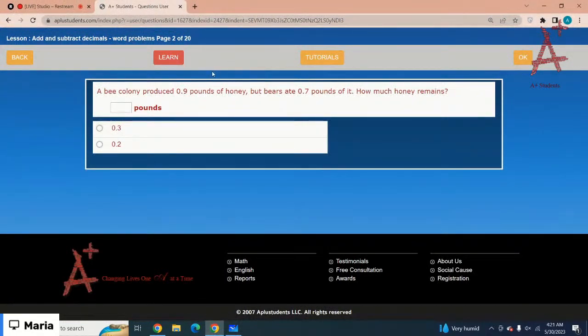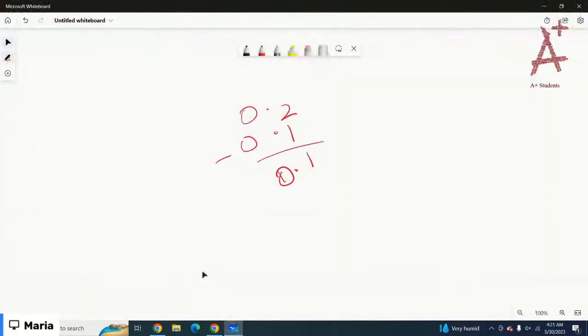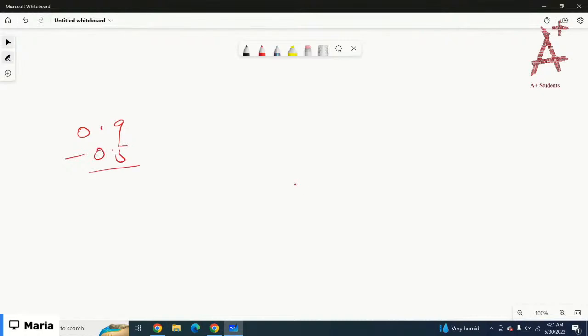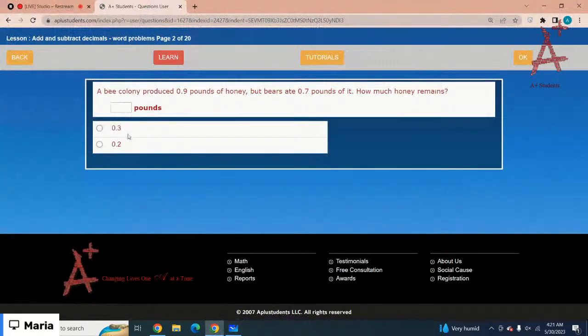Okay, a bee colony produced 0.9 pounds of honey, but a bear ate 0.7 pounds of it. How much honey remains? So the total honey is 0.9. The bear ate 0.7 and you calculate the one that is left. So you have to do 0.9 minus 0.5. Got it? 9 minus 5 is 4. That means the left one is 0.4 pounds. Got it? That would be 0.2 pounds.